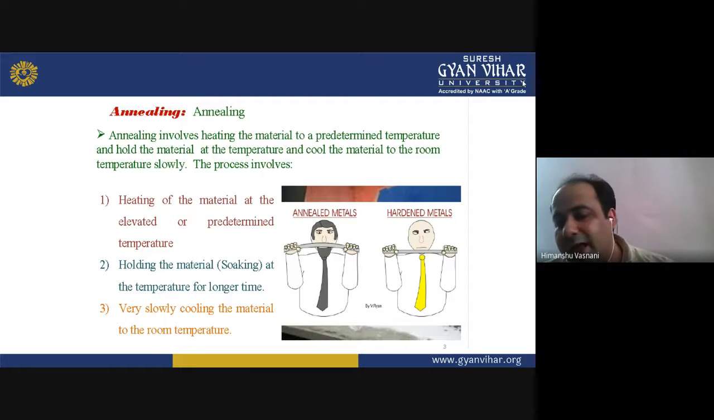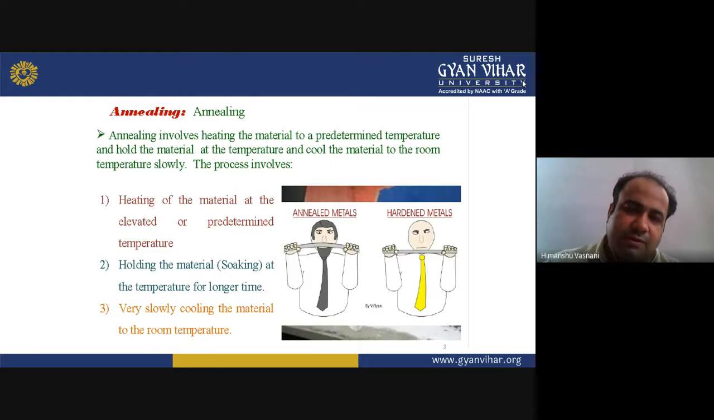You can see with the diagram how annealed metals look. They are slightly softer, whereas hardened materials are difficult to turn. The process involves heating the material to an elevated or predetermined temperature, then holding the material, soaking at temperature for a longer time, and very slowly cooling the material to room temperature. So this is how the annealing process is done.